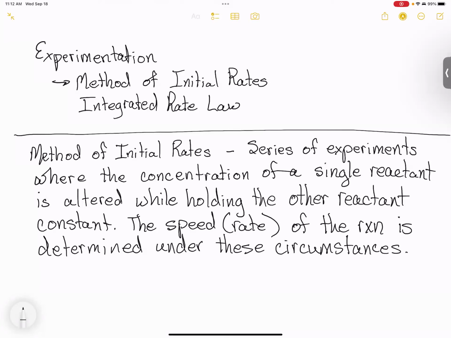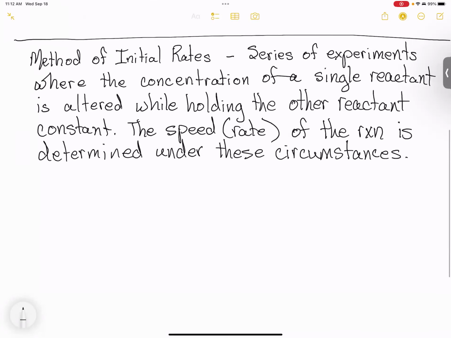Let me illustrate. So I have the reaction 2NO2 gas plus F2 gas goes to form 2NO2F gas.